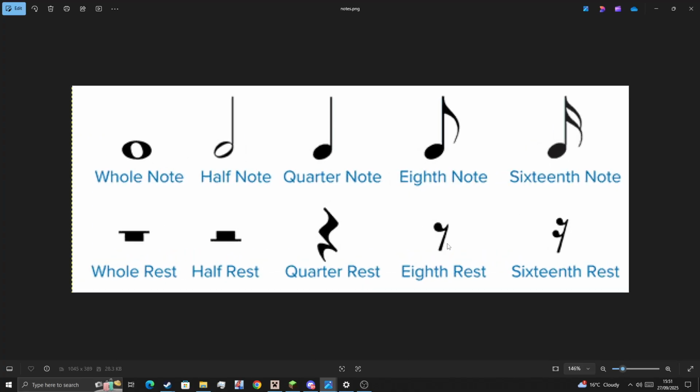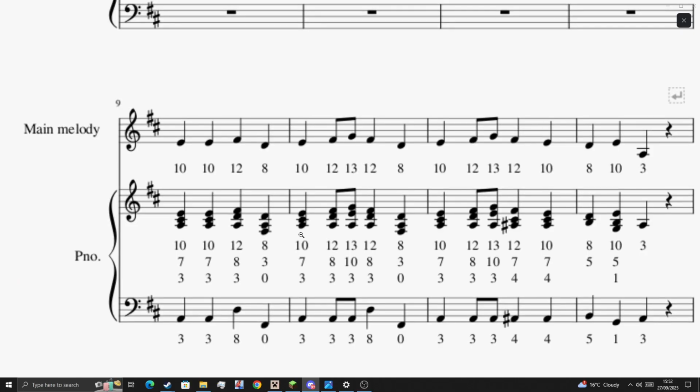Oh, here's that other thing I was talking about. So sometimes you might see this when it comes to music notation. This was a little snip that I had that just explained what those actual notes represent. So if you come across any of these, it's an extra resource for you.